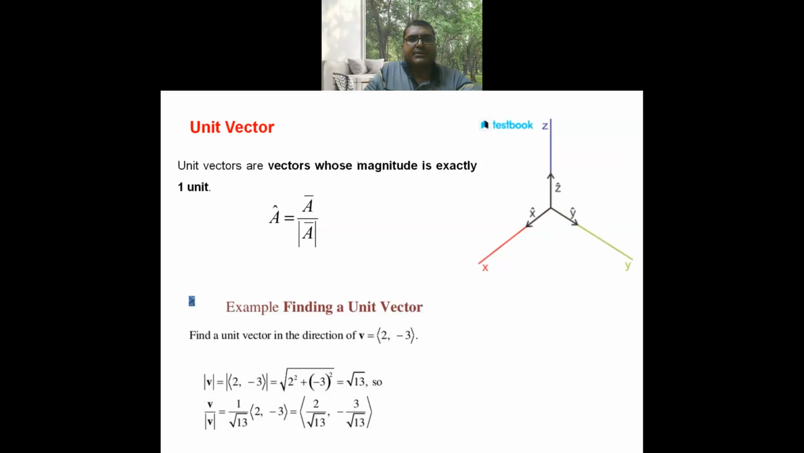Unit vector. A vector whose magnitude is unity is called a unit vector. In general, a vector is represented by a bar, and its unit vector is represented by a cap. Here, the unit vector a cap is equal to vector a bar divided by modulus of a bar. Refer to a sample problem to calculate the magnitude and unit vector.